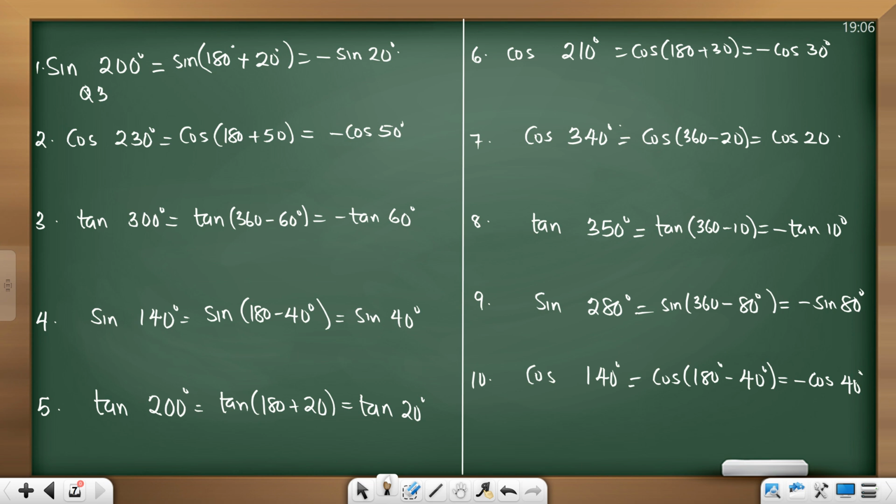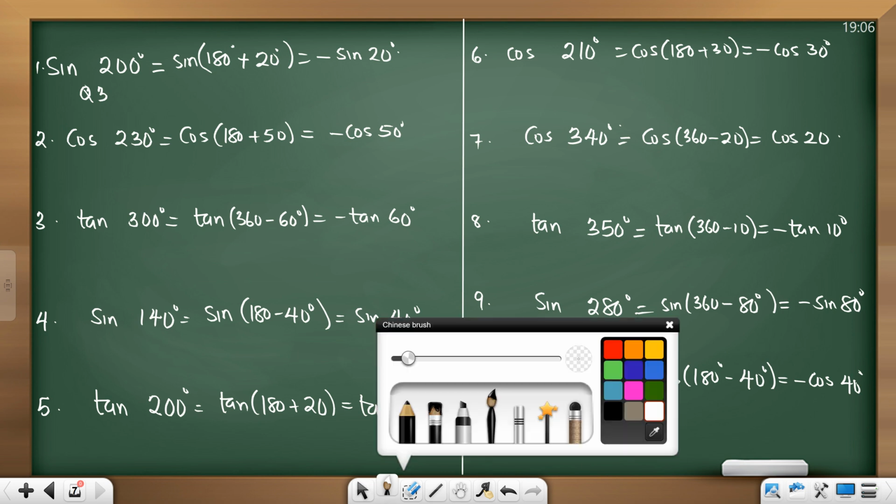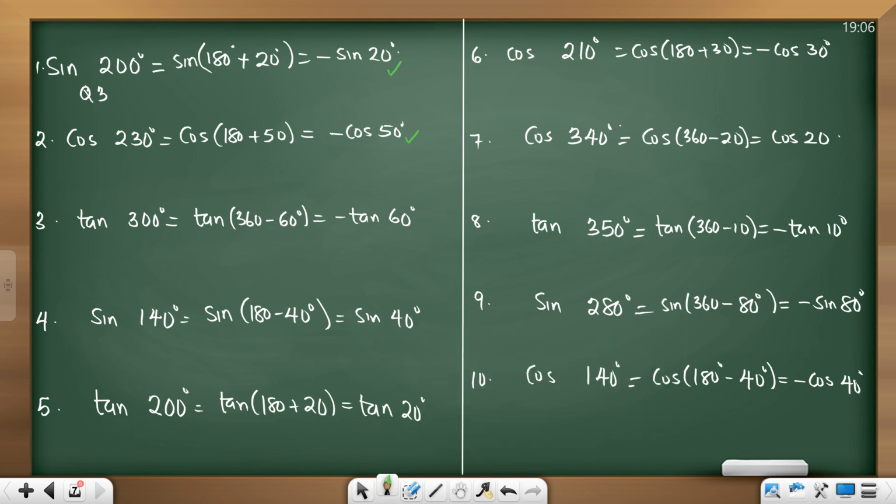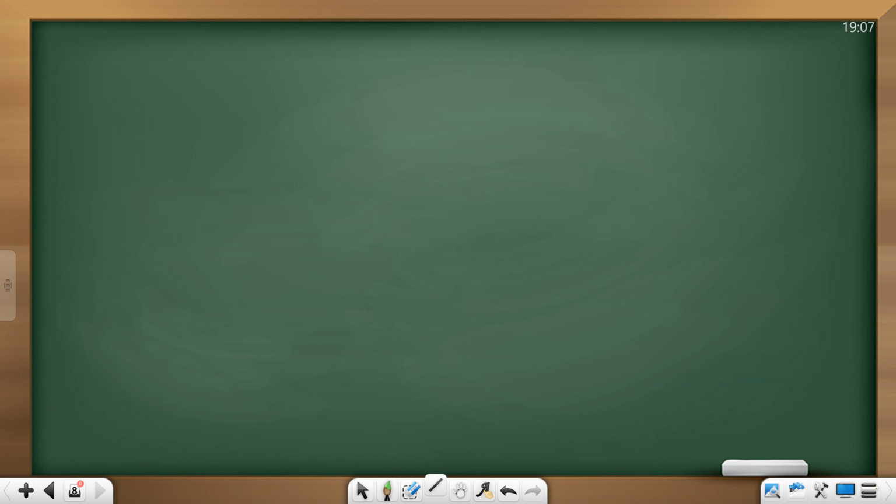Now, please guys, I want to teach you something. Please listen carefully. In the exam, all of these are 1 mark, and this is where the mark is. 1 mark, 1 mark, 1 mark. So I want to teach you how to reduce using your calculator.